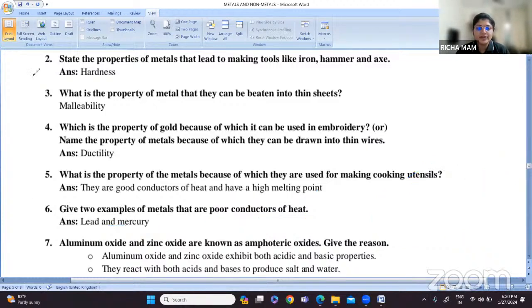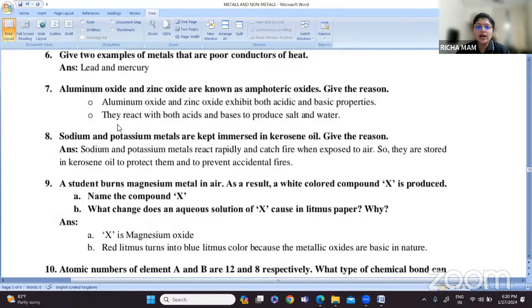Moving forward, seventh question. Aluminium oxide and zinc oxide are known as amphoteric oxides. Give the reason. I hope you are writing down the important questions. So aluminium oxide and zinc oxide are amphoteric in nature. What do you mean by amphoteric in nature? They can react with acid as well as the base.